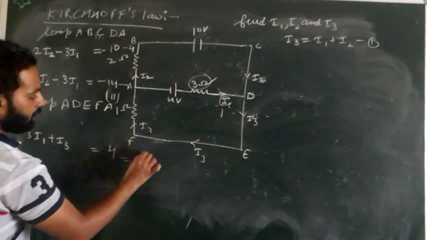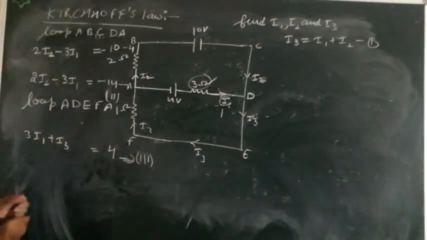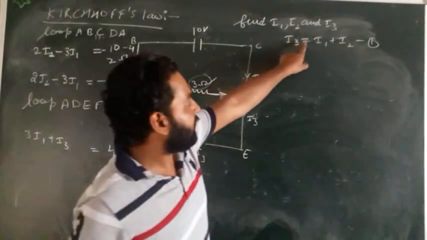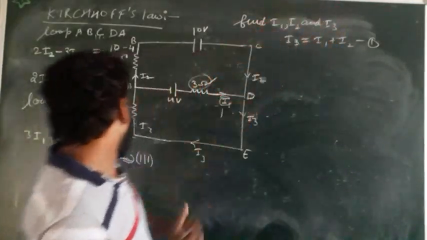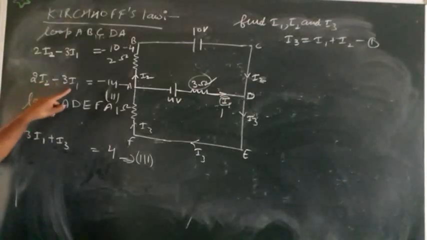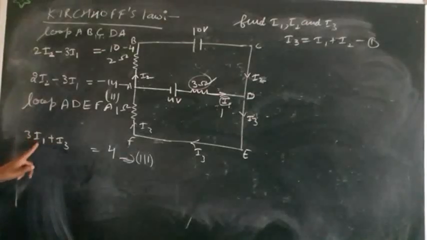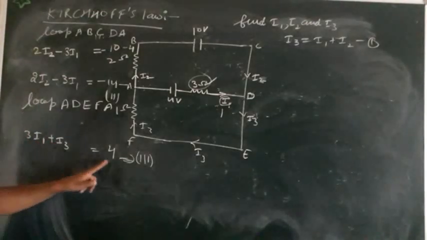This is your third equation. So now we have three equations. That is the first equation, I3 is equal to I1 plus I2, and here is your 2I2 minus 3I1 is equal to minus 14, and the third one is 3I1 plus I3 is equal to 4.